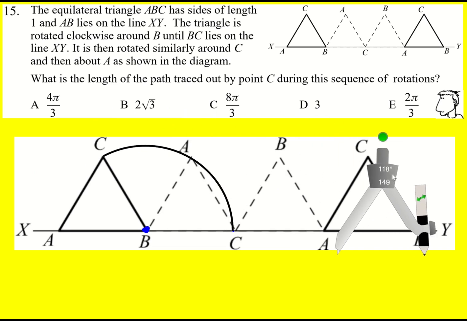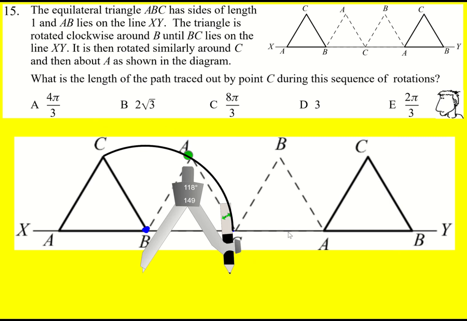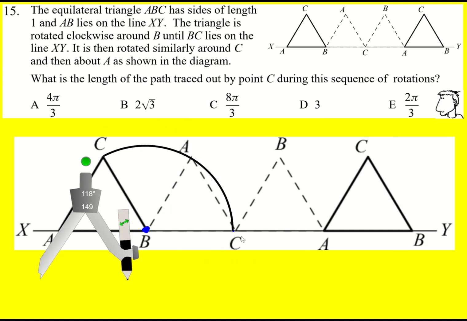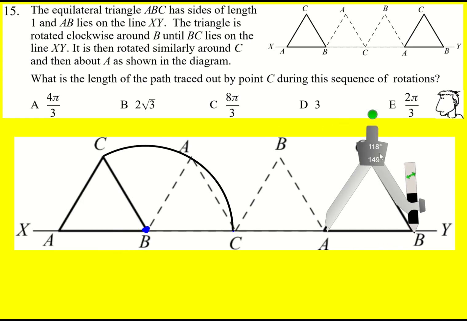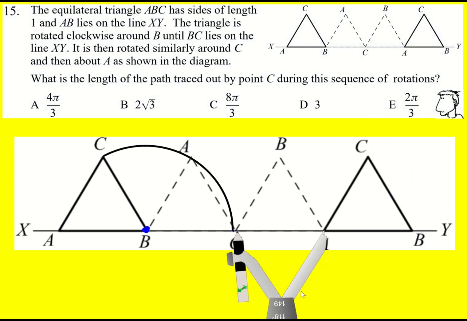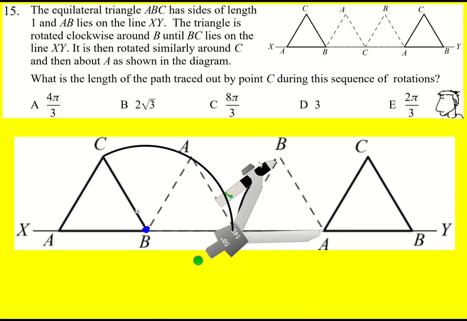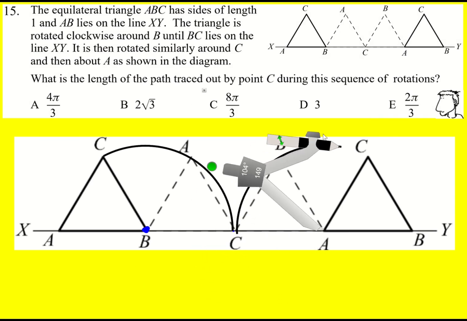Okay, and then what happens is C becomes the center of rotation, which takes us up, moves the triangle around again, and then A becomes the center of rotation, and C is going to move around with A as the center of rotation. So I'm going to do another arc from here. And once we understand that we've created a circle, or part of a circle, we just need to work out this length.